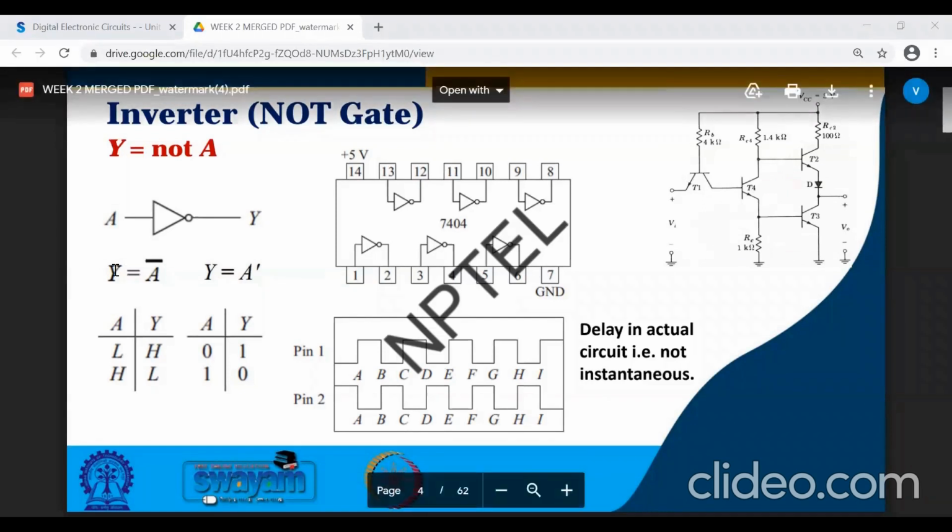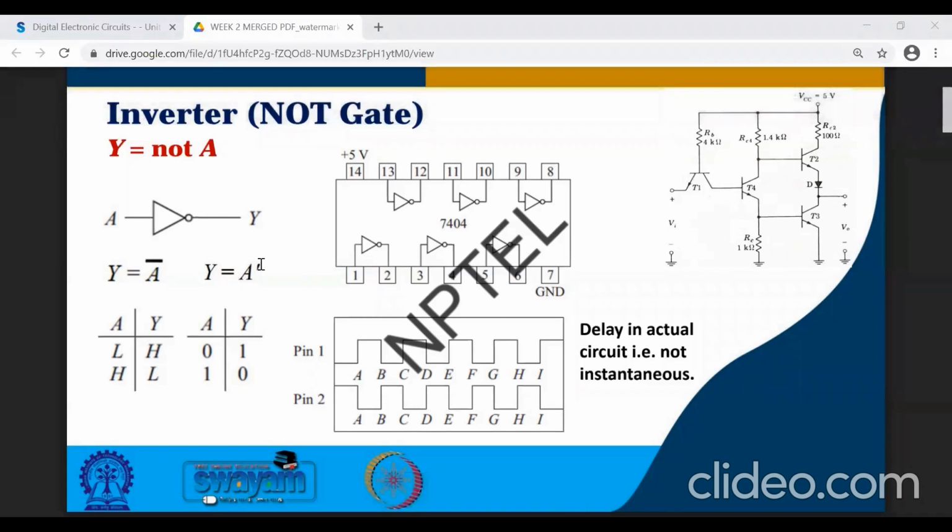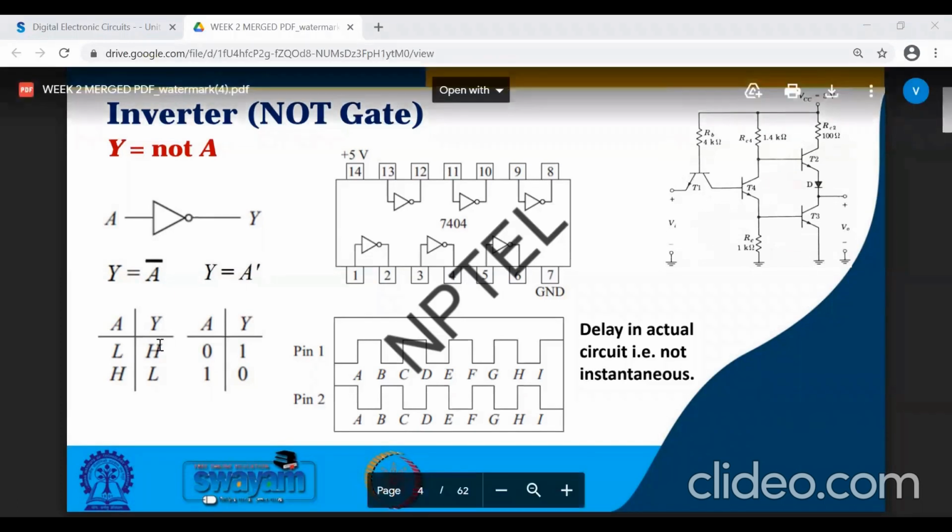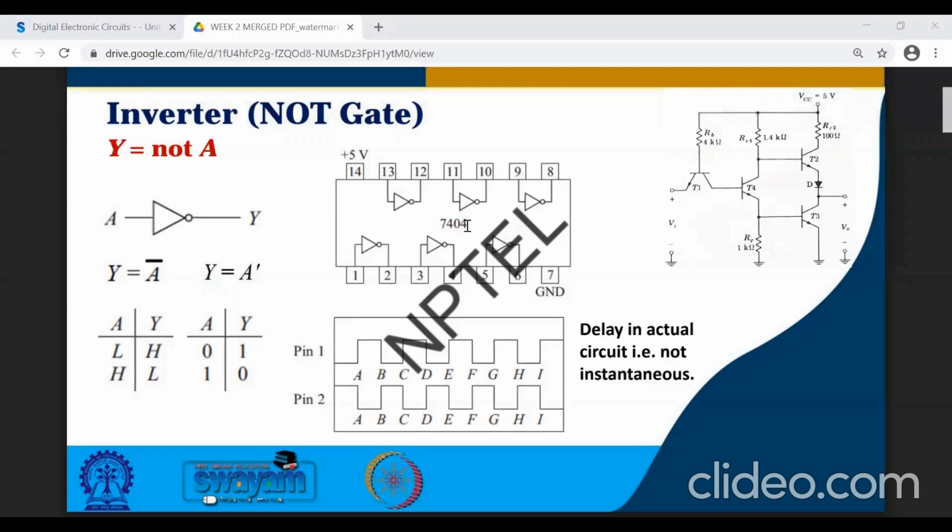Its Boolean expression is Y is equal to A complement, which can also be written as Y is equal to A dash. Truth table of NOT gate is, when the input A is at logic level low, that is L, output Y is at logic level high, that is H, and vice versa. IC 7404 is NOT gate IC, which internally consists of 6 NOT gates.